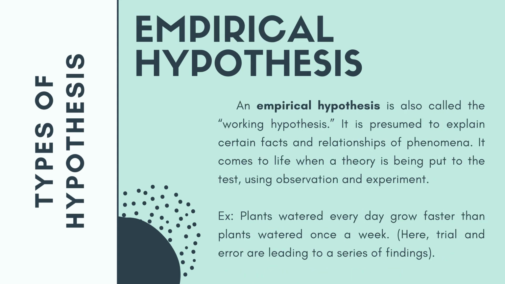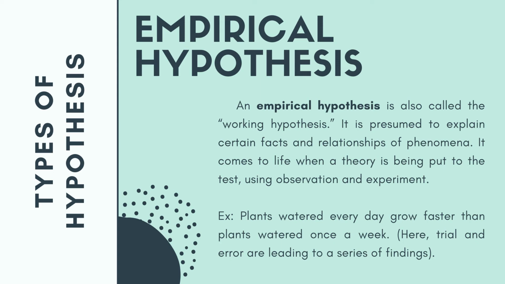Third type is the empirical hypothesis. An empirical hypothesis is also called as the working hypothesis. Working kasi nagbabago. So you can explain certain facts and relationships of phenomena here, but this can be changed or replaced anytime as soon as it is no longer supported or accepted based on the observation and experimentation being done. So it can go through a lot of changes.